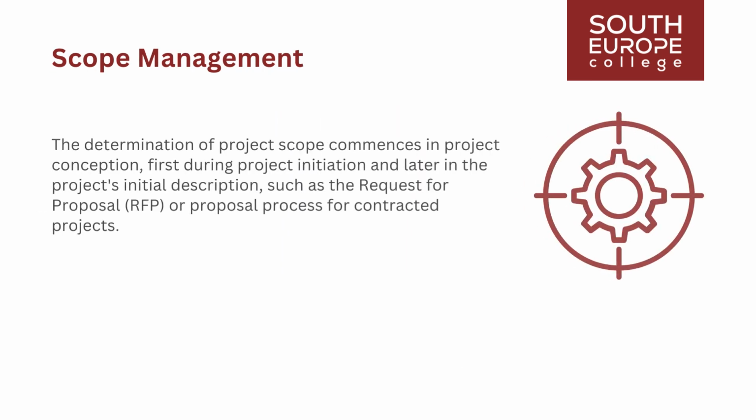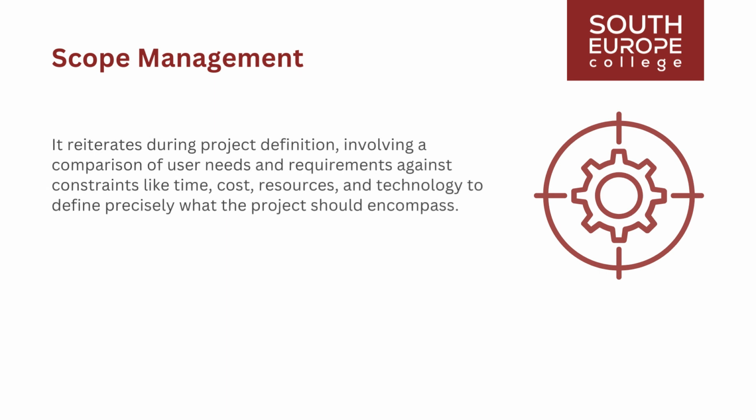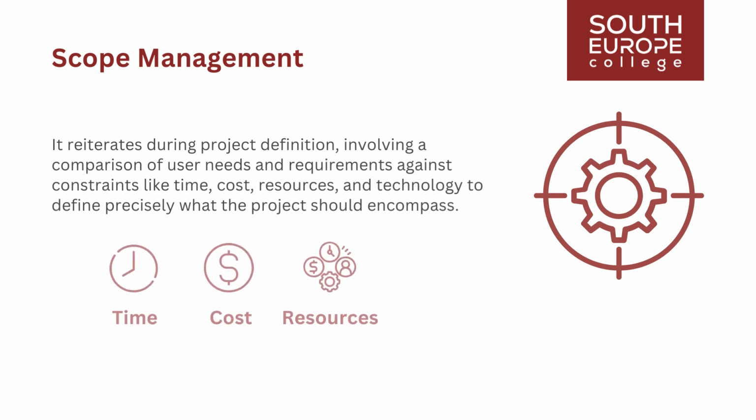The determination of project scope commences in project conception, first during project initiation, and later in the project's initial description, such as the request for proposal, RFP, or proposal process for contracted projects. It reiterates during project definition, involving a comparison of user needs and requirements against constraints like time, cost, resources, and technology to define precisely what the project should encompass. This process of determining the project scope is referred to as scope definition.